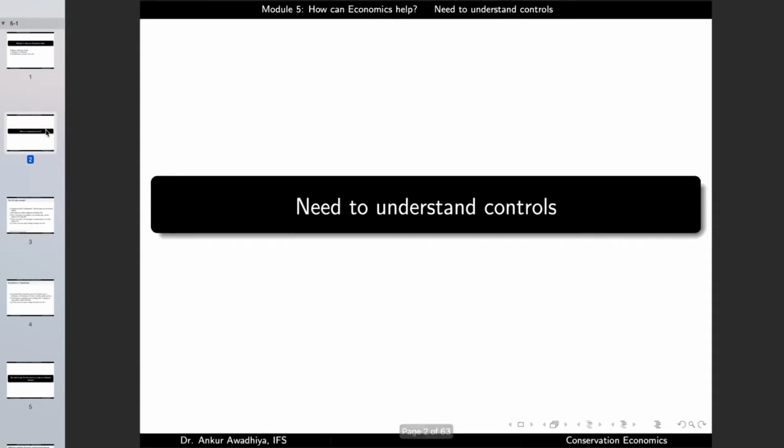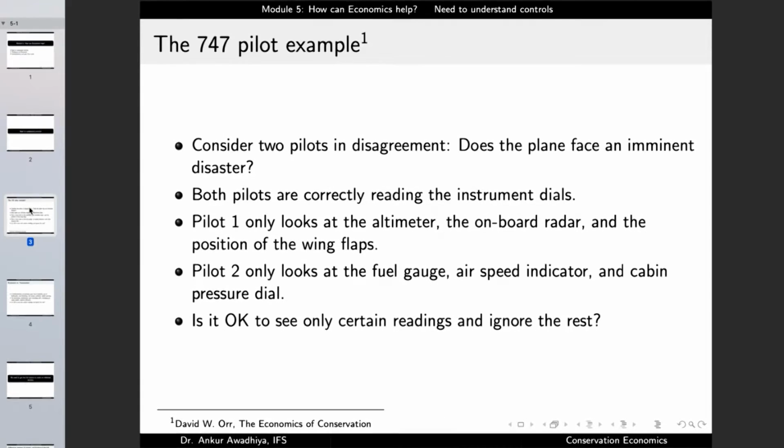So let us begin with the need to understand the controls, and we begin with a thought experiment. Let us consider that there is a 747 aircraft, and in this aircraft there are two pilots, and these two pilots are in disagreement. The question is, is this plane facing an imminent danger? Can this plane go and crash? Is there something that is going wrong?